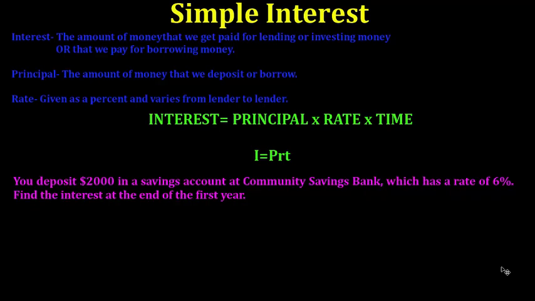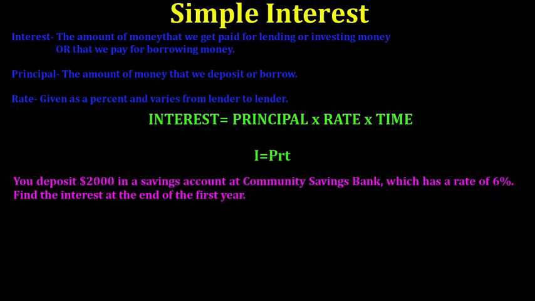So the formula is I is equal to P times R times T. Interest is equal to principal times rate times time. All we have to do for these is find each variable in our problem.